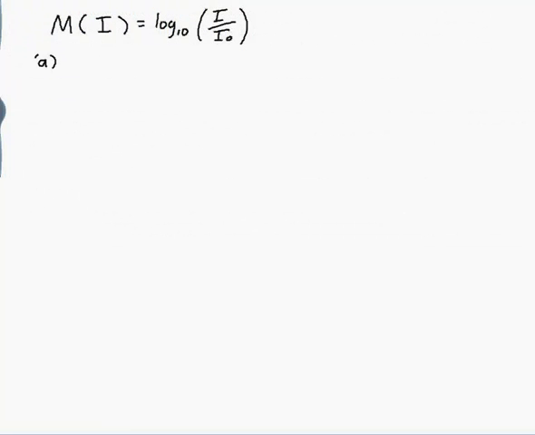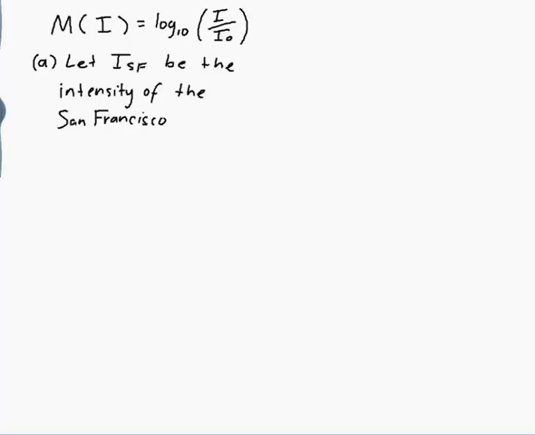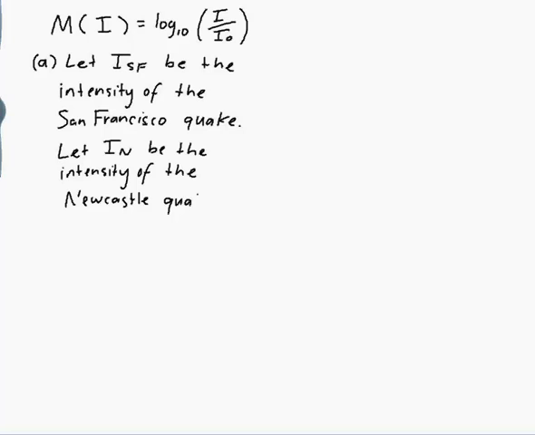So, A, let ISF be the intensity of the San Francisco quake, and let IN be the intensity of the Newcastle quake. Okay.